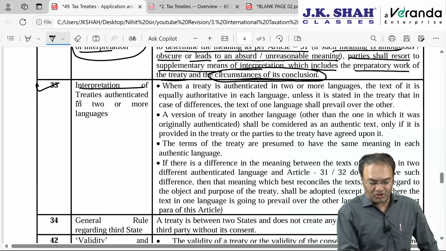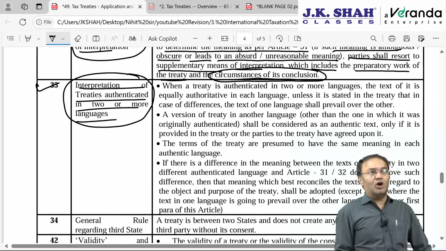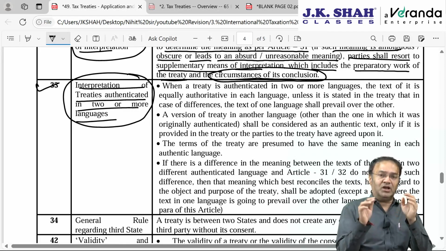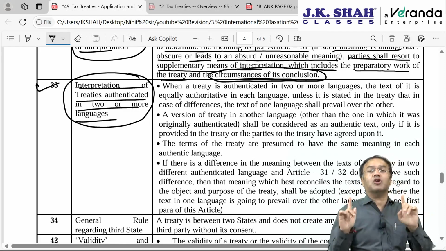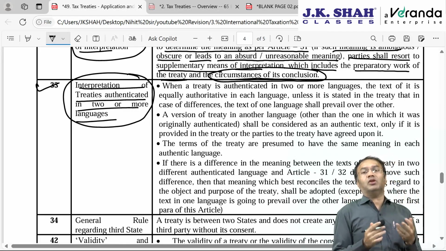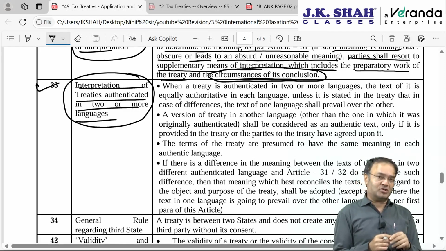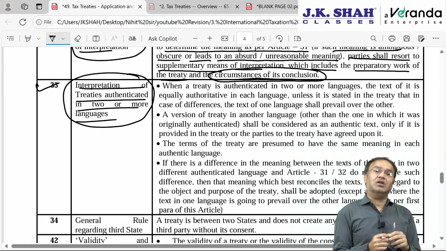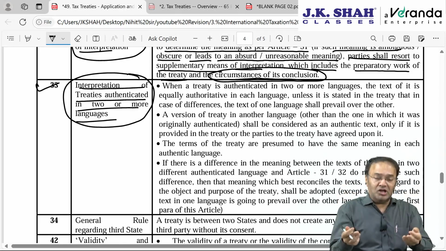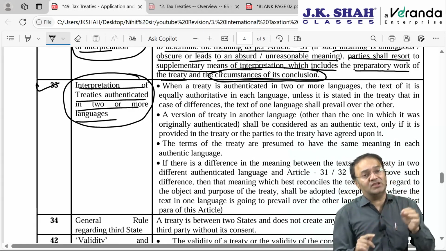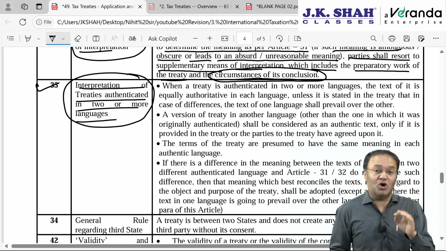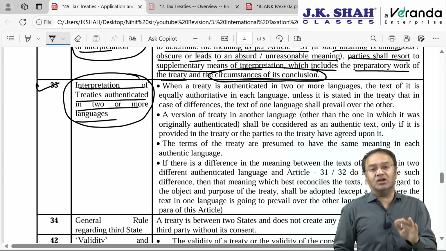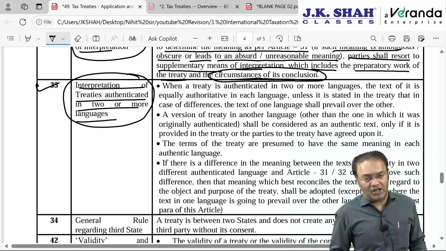Article 33, interpretation of treaties authenticated in two or more languages. I like this article a lot. Two or more authenticated languages. Normally, a treaty would be in one language, if both the countries use a common language, let's say French. So European countries follow French or German or Spanish. However, sometimes two countries speak different languages, then the treaty can be entered into in two different languages also. If originally the treaty is in one language, then it is called authenticated in one language. If originally the treaty is in two languages, then it is called authenticated in two languages.